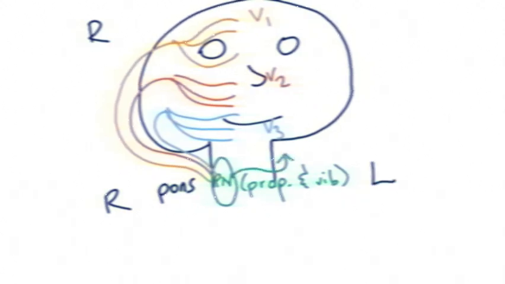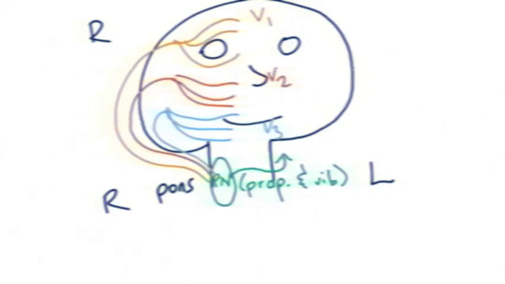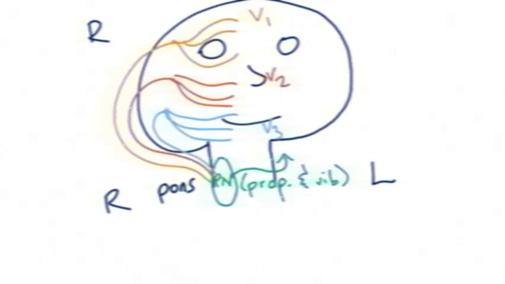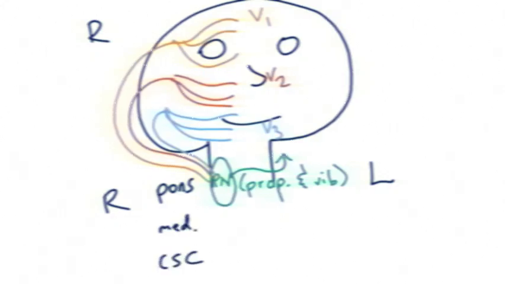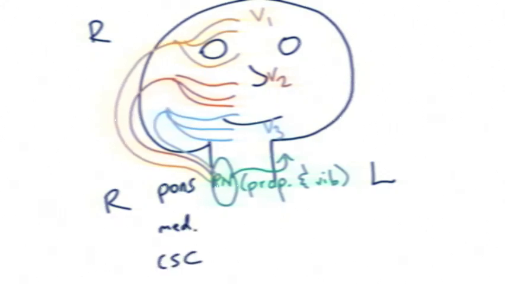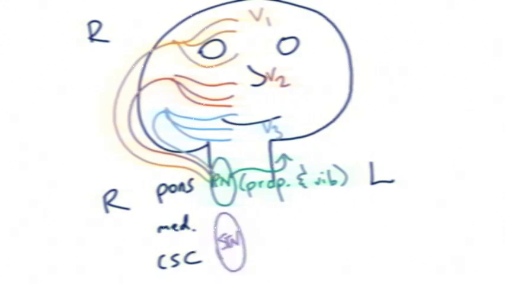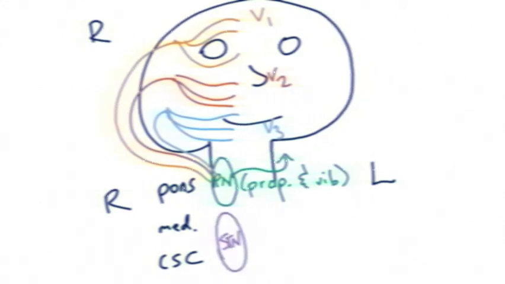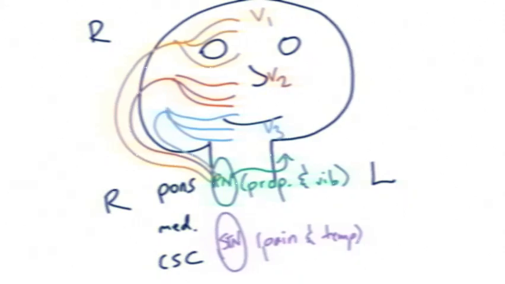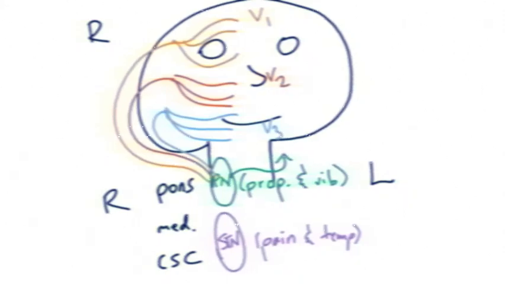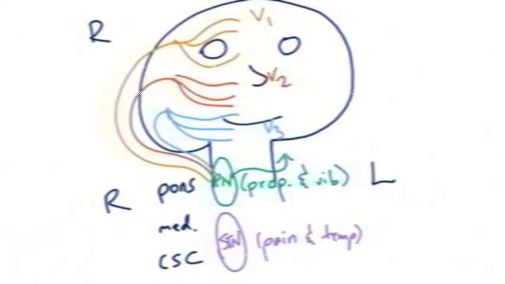On the other hand, pain and temperature information travels to the spinal trigeminal nucleus, which is in the medulla and the cervical spinal cord. So medulla and cervical spinal cord, we have the spinal trigeminal nucleus. This nucleus is responsible for information about pain and temperature. Because this nucleus is so large and descends into the cervical spinal cord, information about pain and temperature must travel all the way down into the spinal cord before decussating.